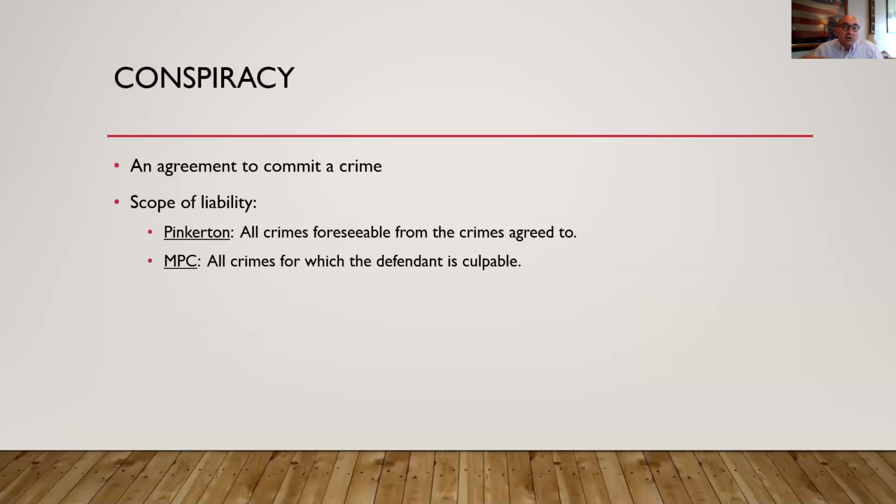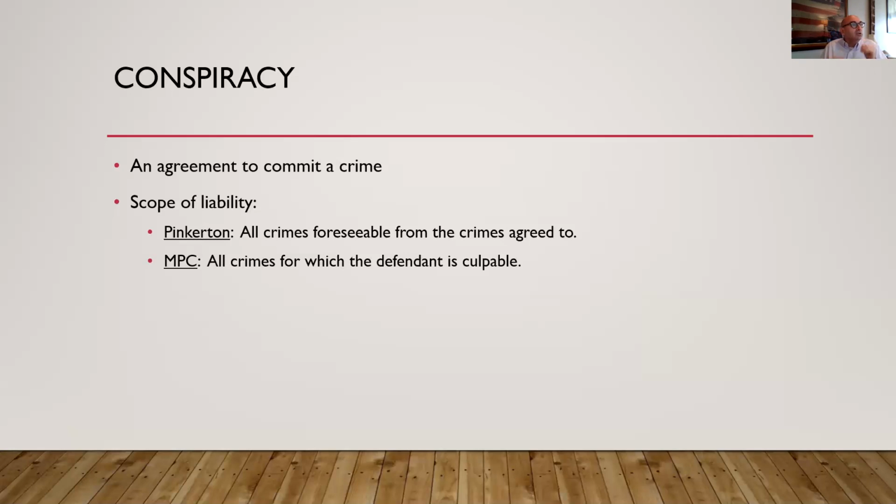Or let's say the crime goes on without you. You've agreed to commit the crime. You're not there when the crime goes ahead. Or we nab you beforehand. What are you liable for? Or even if you're in on it, what are you liable for? Well, there are two different formulations of this. One is Pinkerton. That's the 1946 case by Justice Robert Jackson, who was a Nuremberg prosecutor.